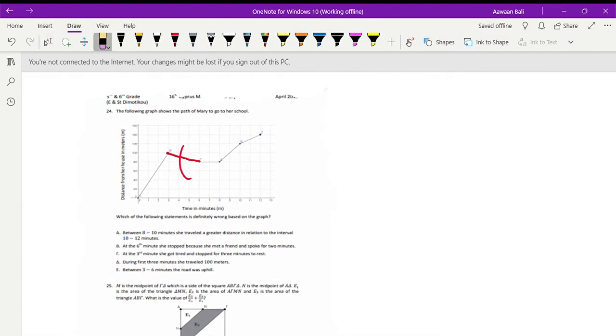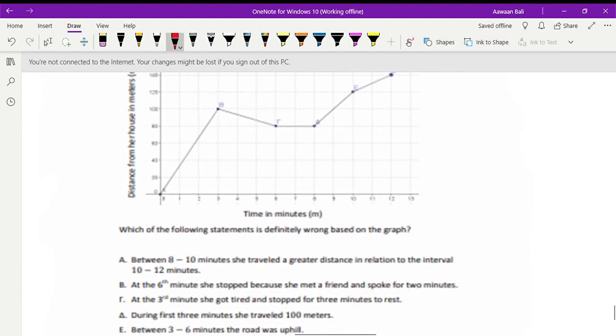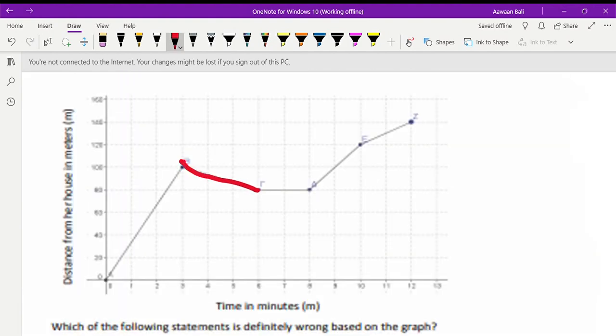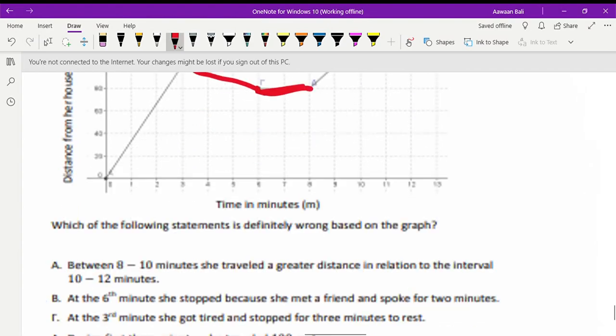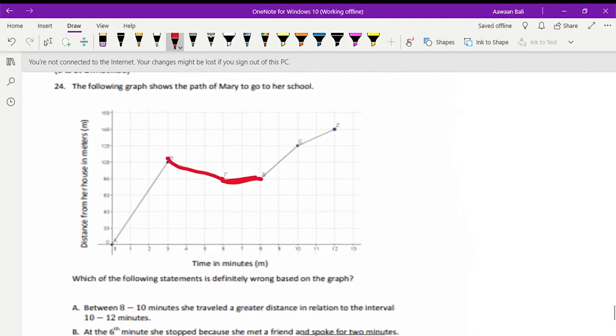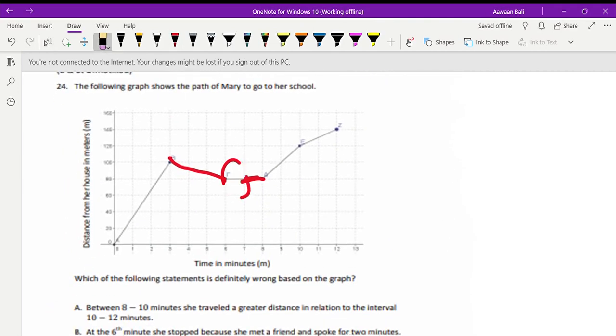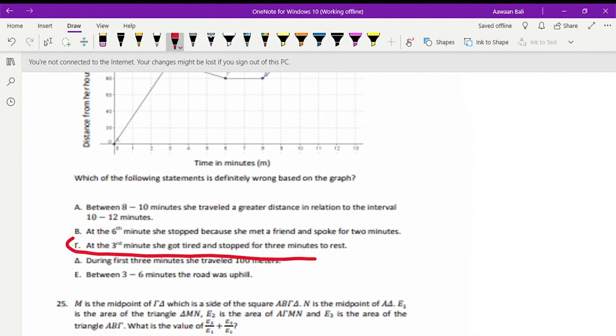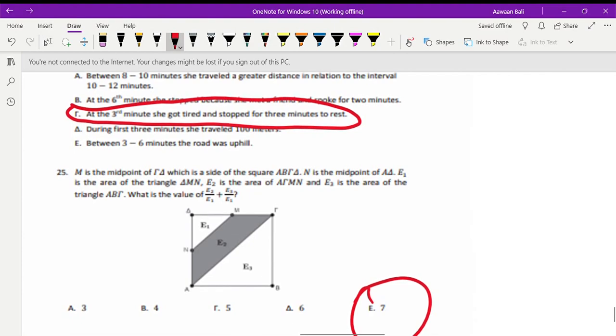Also, it's kind of in a way in the story, I'll just mention this. After she went uphill, she got tired. It says she got tired. I think. Wait. Oh wait, she didn't get tired. Okay. So yeah, that was her story. Anyways, she might have got tired and then started to speak with a friend, and then she became faster. But I don't know, it just popped in my mind. But anyways, yes, the answer is gamma. At the 3rd minute, she got tired and stopped for 3 minutes to rest.